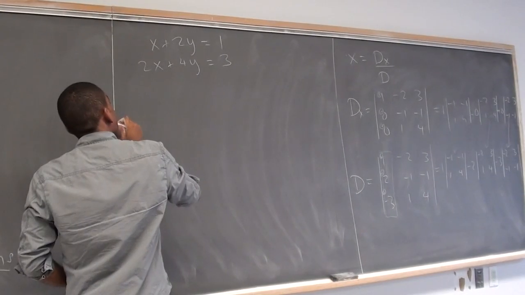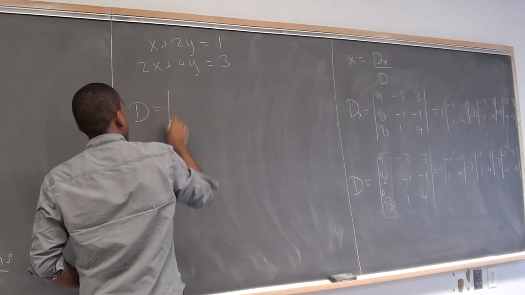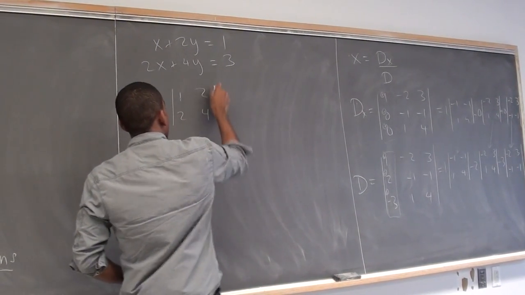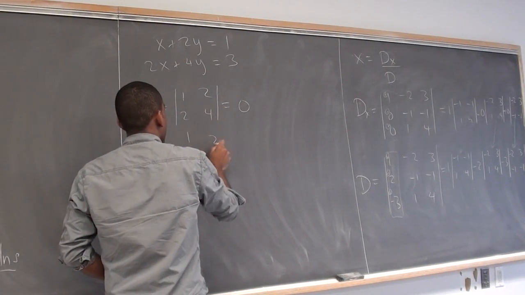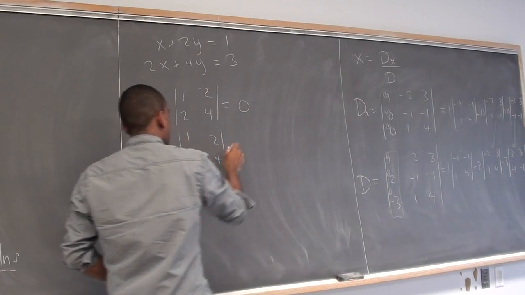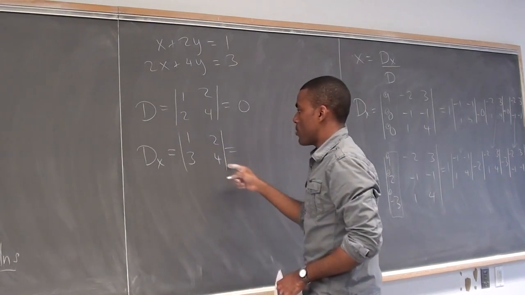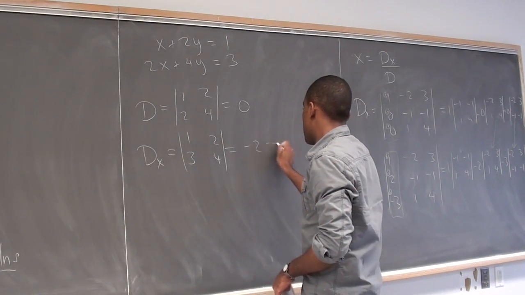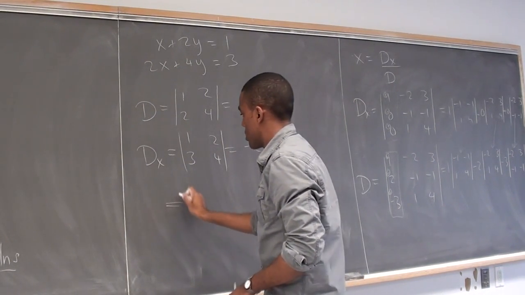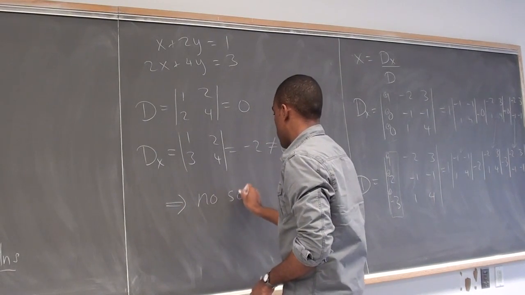So then here your d would be 1, 2, 2, 4, which clearly is 0, but your dx is 1, 3, 2, 4. This would be 4 minus 6, right? Which is minus 2. So this is not 0. No solution.